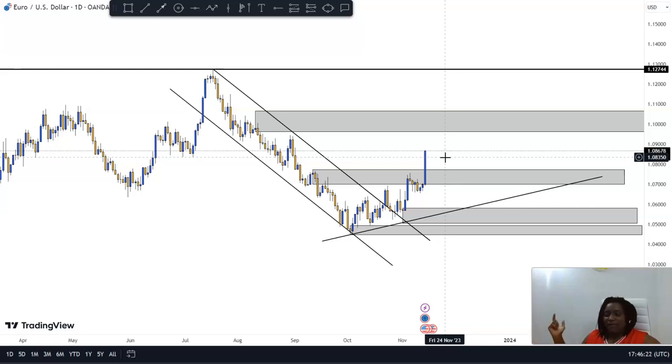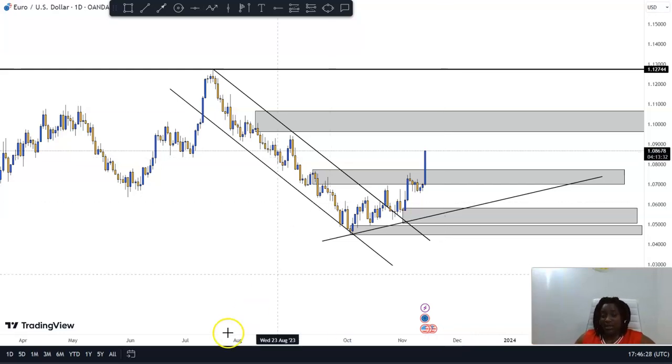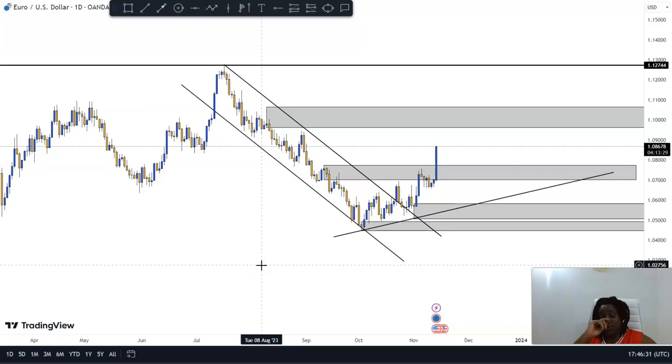So I've been looking at this chart for a while, for a couple of days actually, and it's been so interesting. The move was easy. Everything you see on my screen here is the whole analysis.